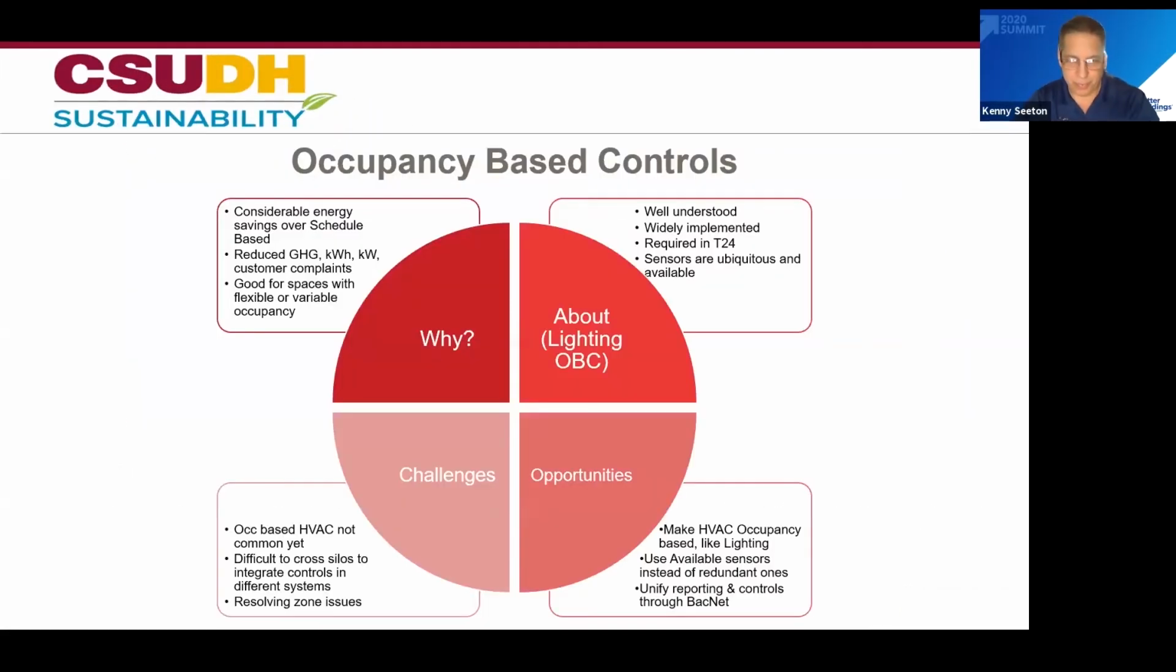All right, next slide. All right, so occupancy-based controls. Why? Because we have to now, but also considerable energy savings over the schedule-based, reduced greenhouse gas, kWh, kW, reduced customer complaints. It's good for spaces with flexible or variable occupancy, which is perfect for me on schools. The challenges: occupancy-based HVAC is not common yet. It should be, but it's not. It's difficult to cross those silos to integrate controls in different systems, and you've got to resolve a lot of zone issues.